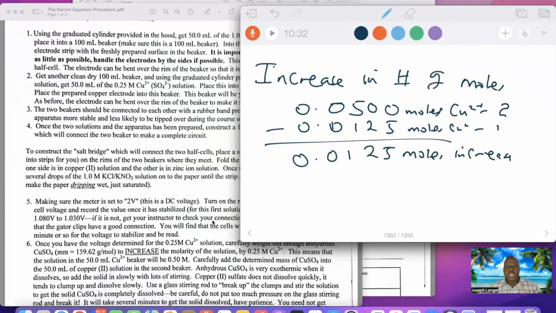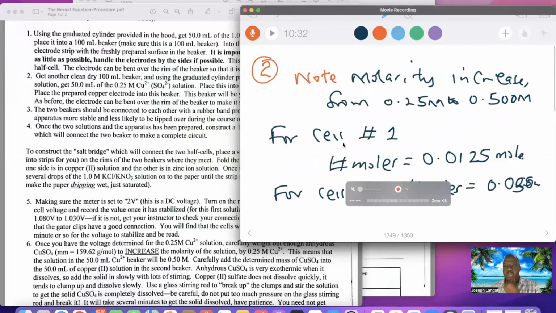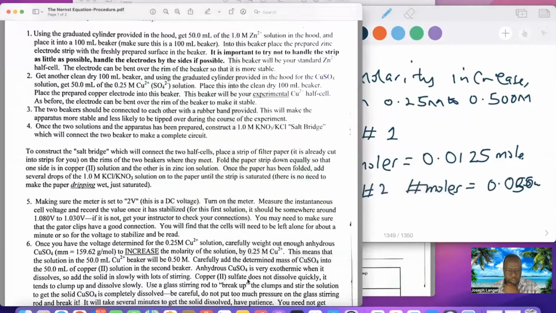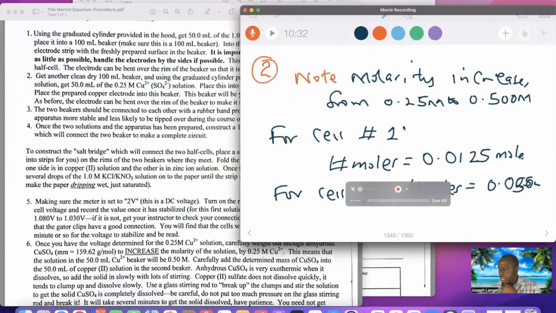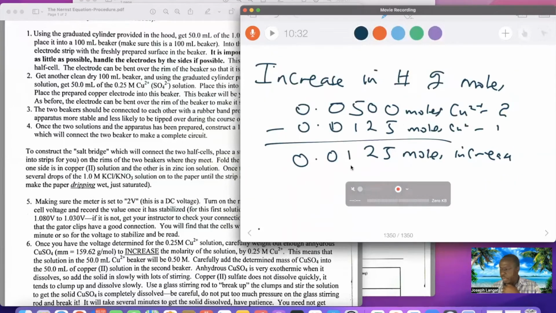So we have to increase in order to get this. In order to get the molarity to increase from 0.25 to 0.500 molar, this is the number of moles we need to increase.